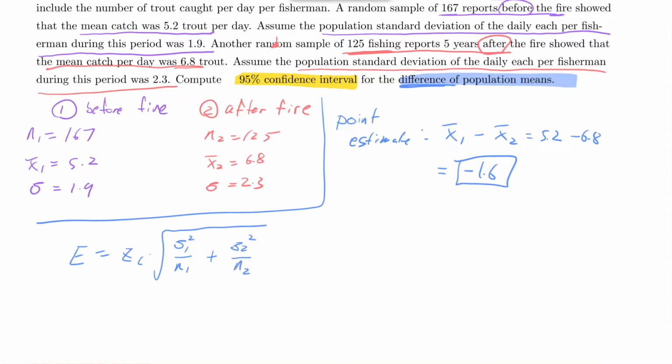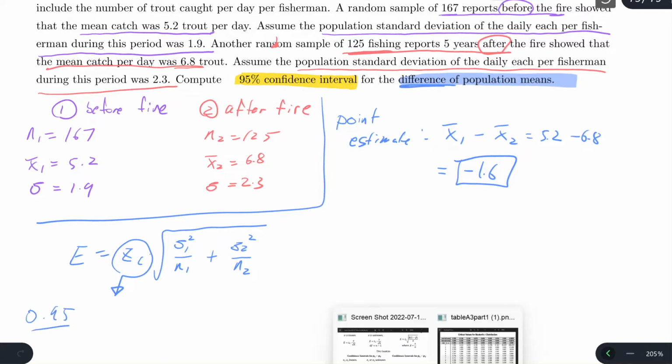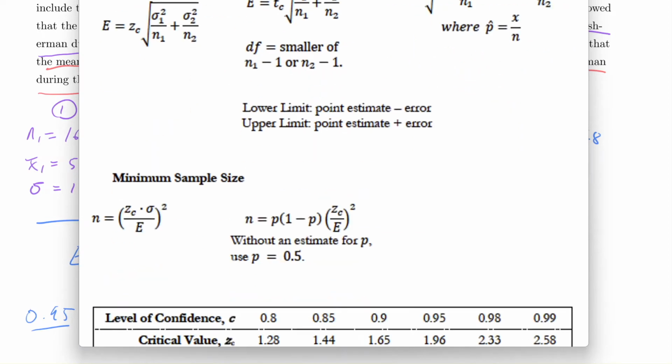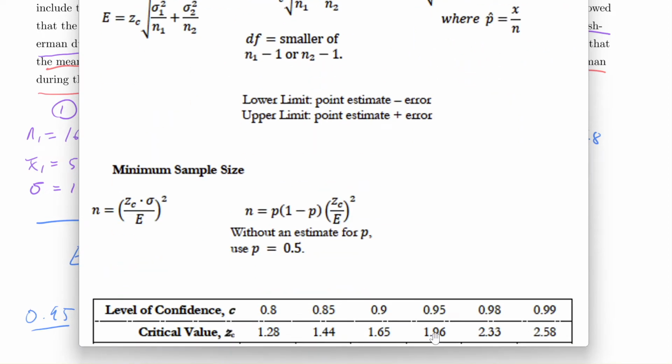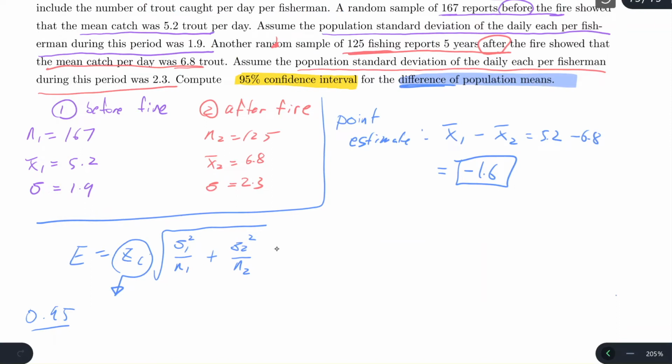It said 95%. Therefore, this value we can find for a 95% confidence interval. So let's find that value from the table right here. Z for 95% is 1.96. So the critical value is 1.96. Let me just write here, 1.96 is the critical value.